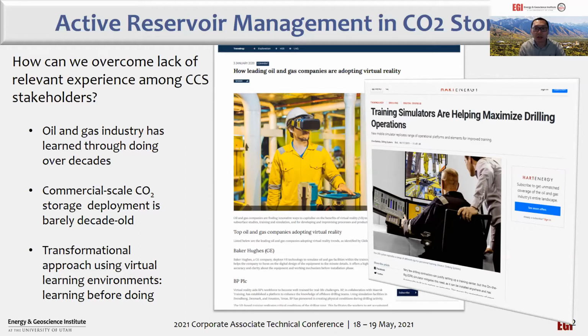However, to make carbon neutral or zero carbon happen in the next decade, commercial scale CO2 storage has to be accelerated, and it will be very helpful to adopt a transformational approach, learning before doing instead of learning through doing.